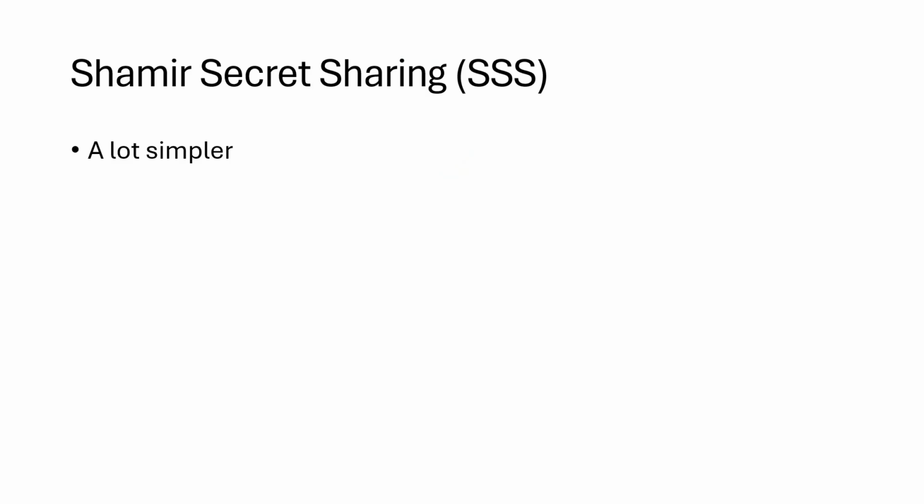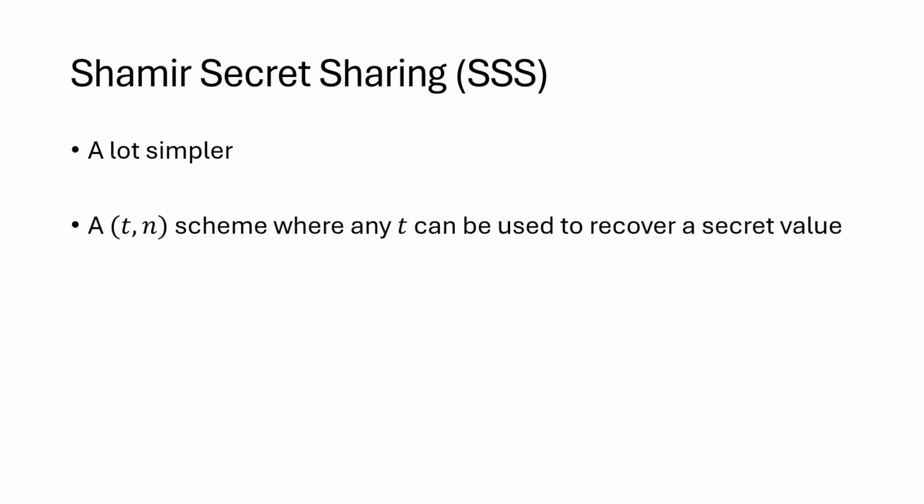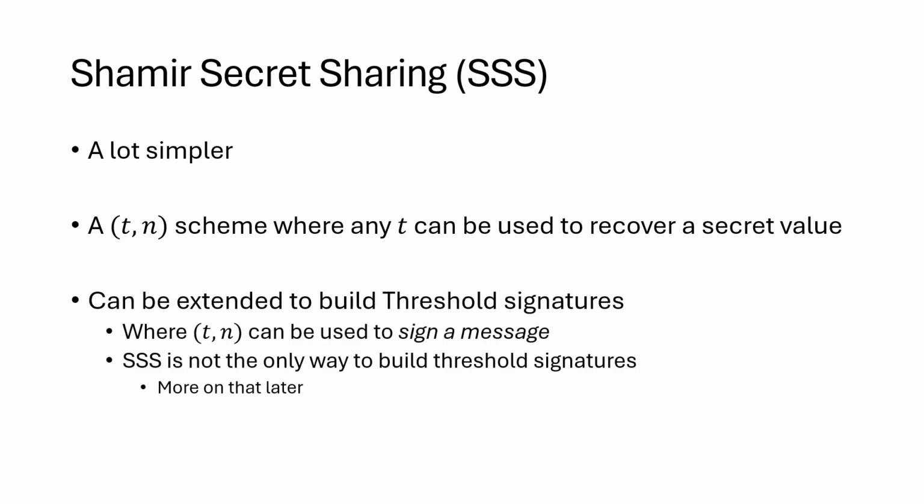So when we're talking about secret sharing, it's a lot simpler. I think it's a lot easier to digest. But generally, what it basically is, is a T of n scheme where any T can be used to recover a secret value. You can think of a secret value as a valid signature, right? And then it can be extended to build threshold signatures. But the thing is that Shamir secret sharing is not the only way to build threshold signatures, and we'll talk about that a little bit later.